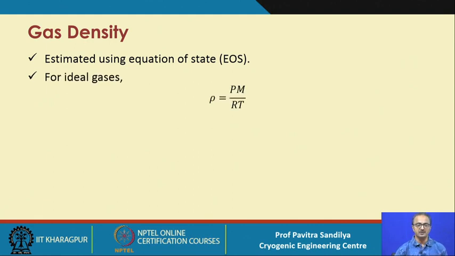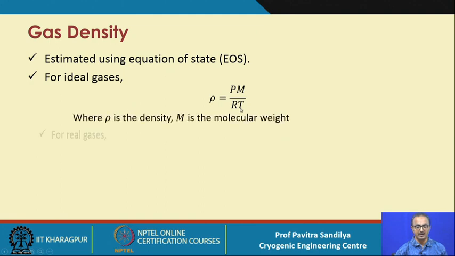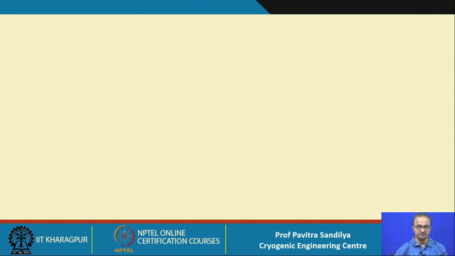We know that for an ideal gas, the gas density is given by this expression, PM by RT: pressure into molecular weight divided by the universal gas constant and the absolute temperature. Whereas for real gases, we include the value of Z, about which we have talked earlier.